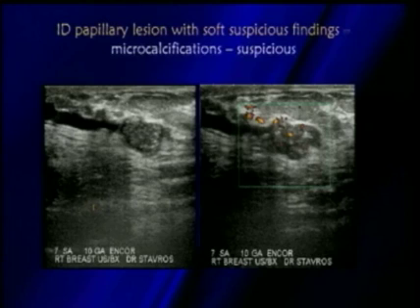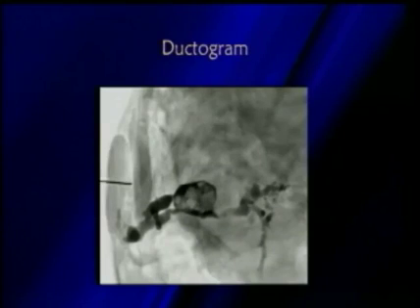On color Doppler, you can see there's quite a bit of blood flow also present in that. Not just a single vessel feeding it, but there are multiple branches that we can see feeding it, so not a single vessel that we typically see with benign intraductal papillomas or papillary lesions. And this is looking at the ductogram of this patient.